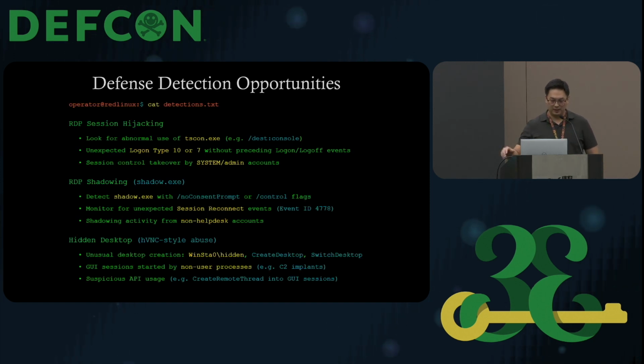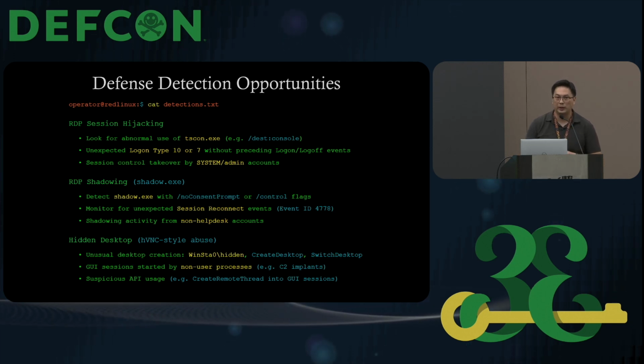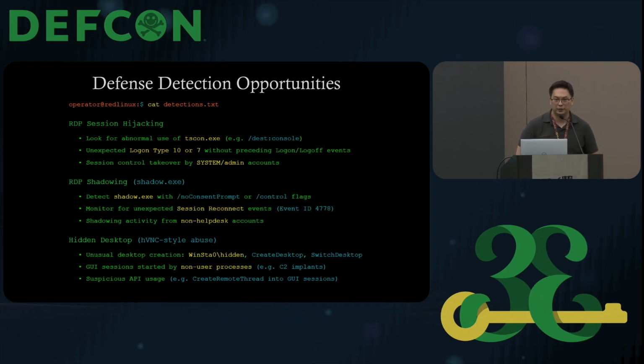Okay, so defense detection opportunities. It's easy to detect remote desktop session hijacking. Just look for tscon. For RDP shadowing, look for shadow.exe, especially with the no consent prompt. That should be a very high fidelity indicator, because if you think about an IT support person working with someone to troubleshoot something, they're usually going to ask for permission to take over their screen, their desktop. So if someone's not using that, it might be a red flag.